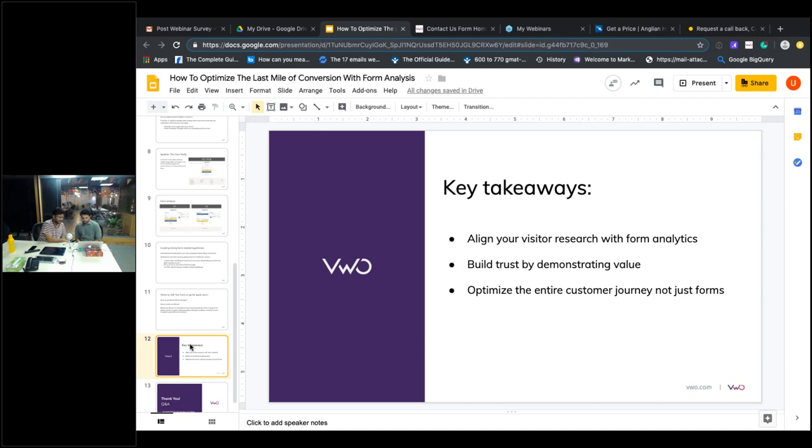Another thing I think we have put here is the trust which we need to build, in terms of what value we are passing on right at the moment when somebody is filling out the form. They should know why they need to take on the pain. If you're making them go through the trouble, they should know very, very clearly why they're going through that trouble. And the last bit is to optimize the entire customer journey and not just the form. The form is a small part. It is the last step before the outcome. Let's optimize for the entire journey, not just that last step. Exactly. You'll get much more out of your form optimization strategy if you do so.